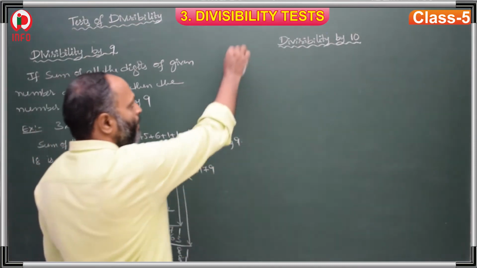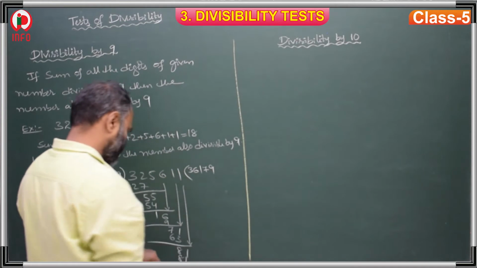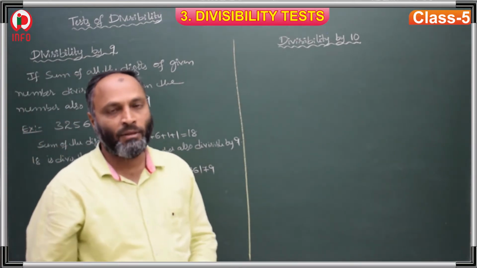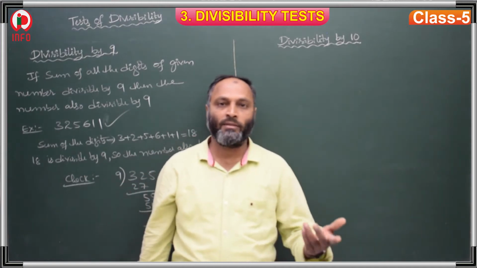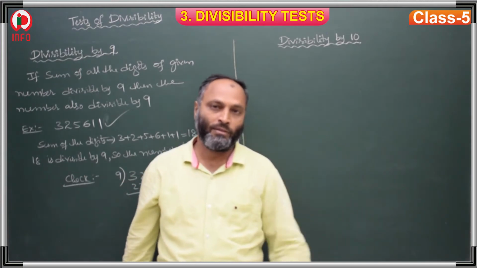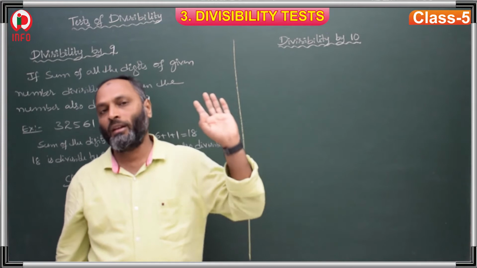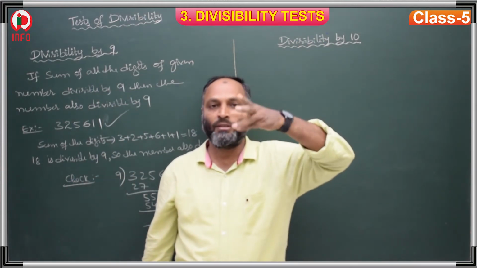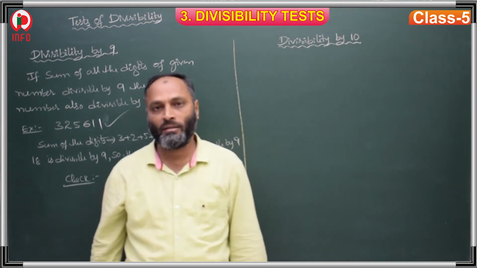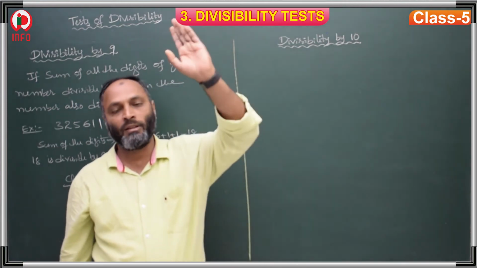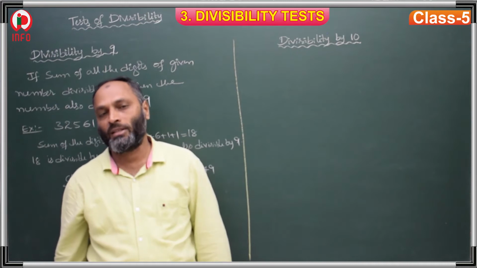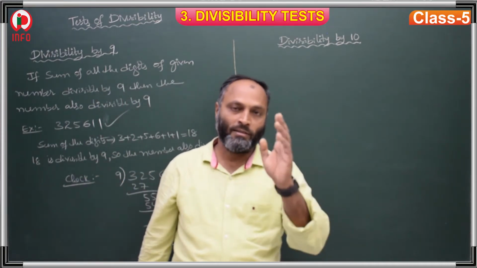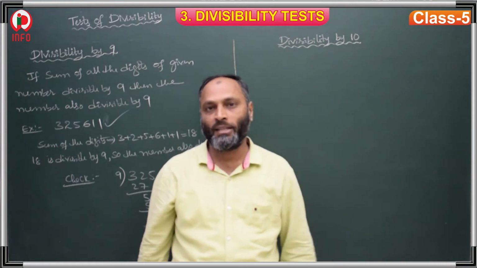Then divisibility by 10. Divisibility by 10 is also very easy. The 10 table: 10 ones are 10, 10 twos are 20, 10 threes are 30, 10 fours are 40, like the 5 table. In the 5 table, students, you feel it is very easy. Why? Because 0, 5, 0, 5 will come in the last place. In the 10 table, all zeros will come in the last place, in the ones place. That is why, students, you feel the 10 table is very easy.